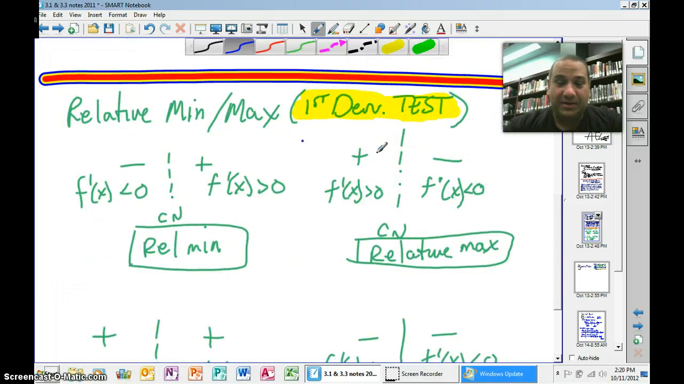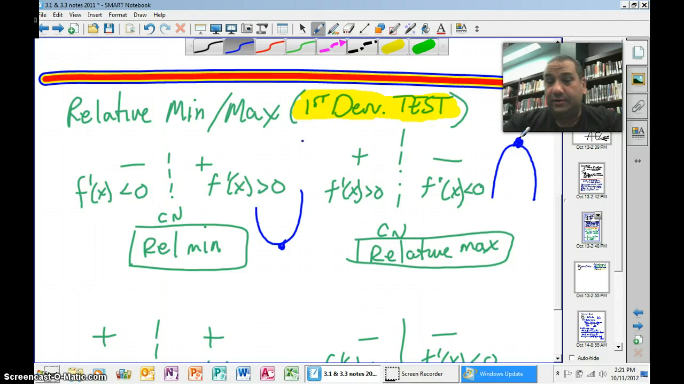Relative maxes and mins, here we go. We're going to use a sign analysis. We take the critical number and check left and right of it. If there's a change, like from negative to positive, look at the slopes. I have a relative min. And if it goes from positive to negative, I have a max.